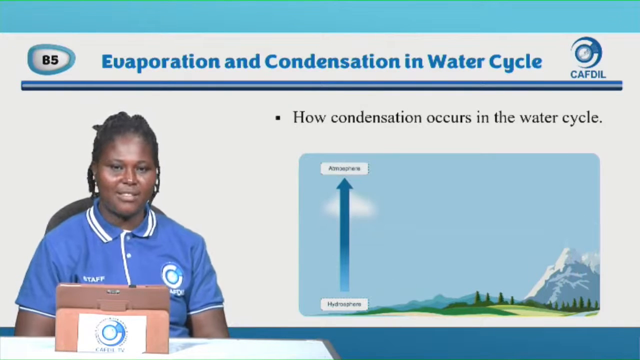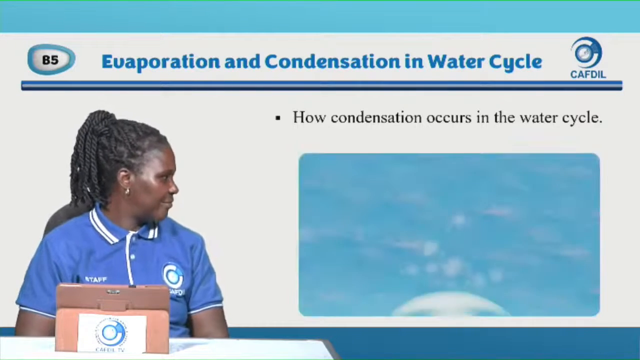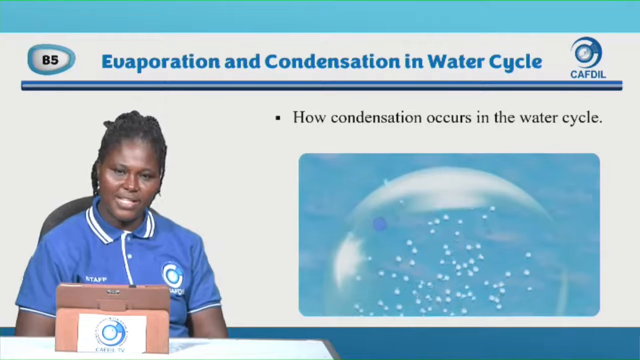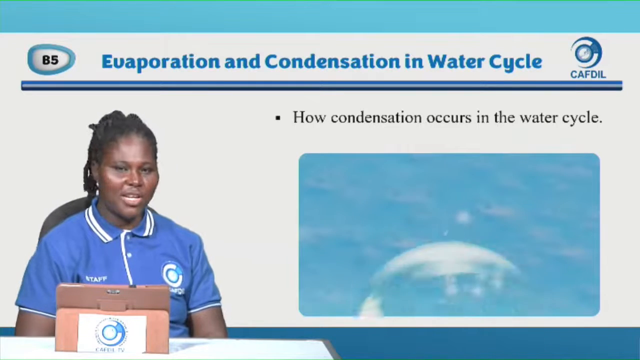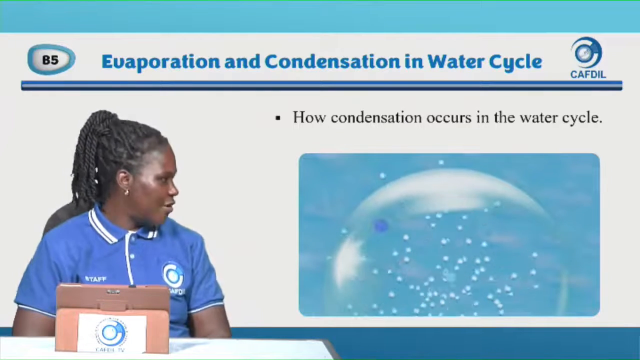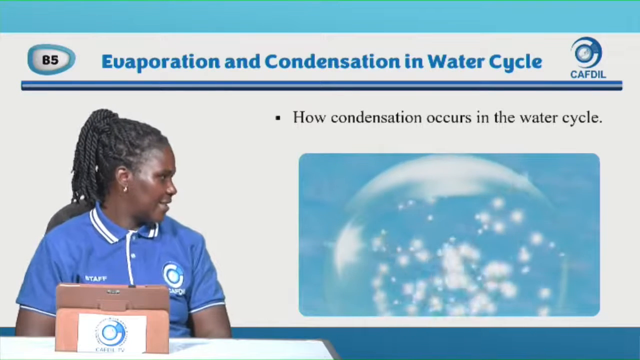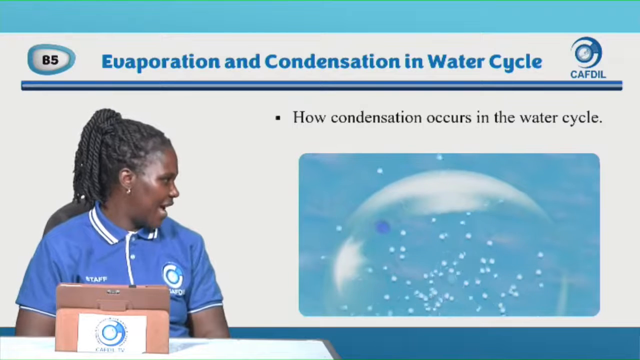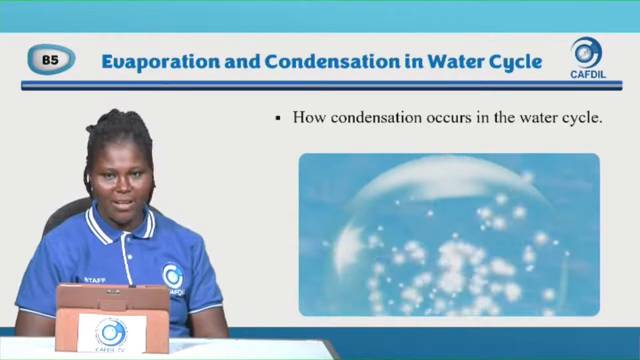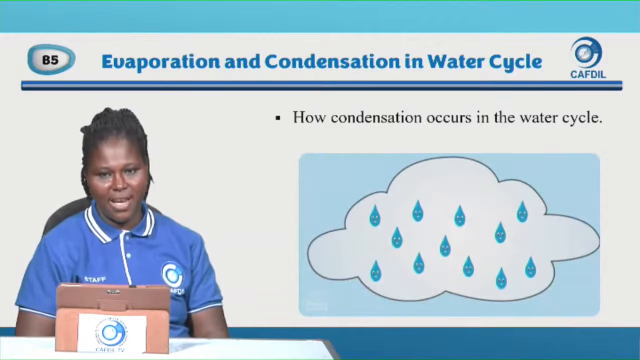So look at it. Water will evaporate into the atmosphere. The sun rays, when they shine on the water, it evaporates. The oxygen and then the hydrogen will separate individually. Yes, they will separate and later come back to form water. That is how condensation occurs in the water cycle.